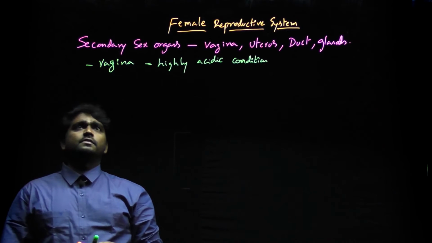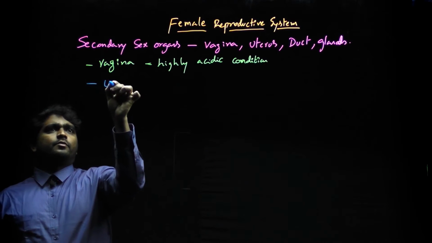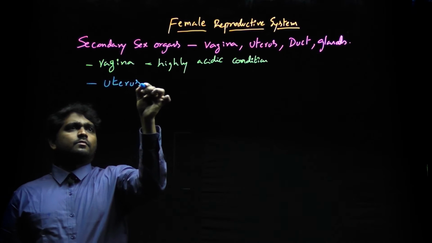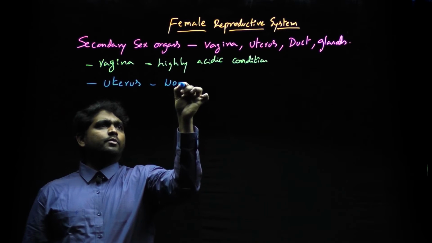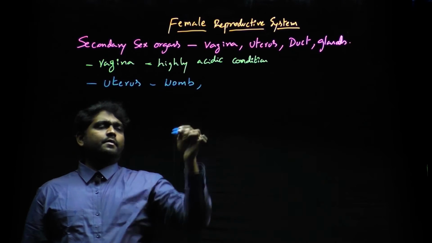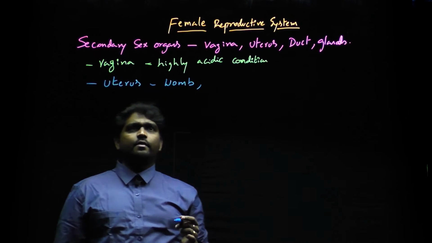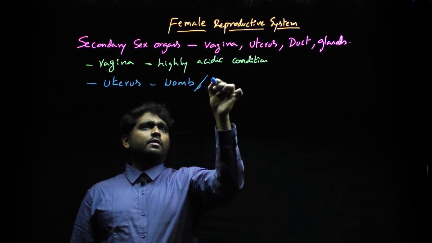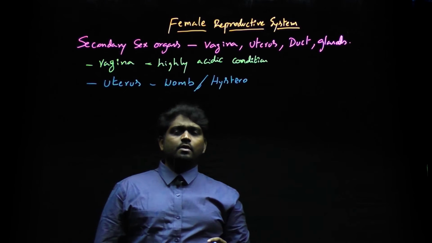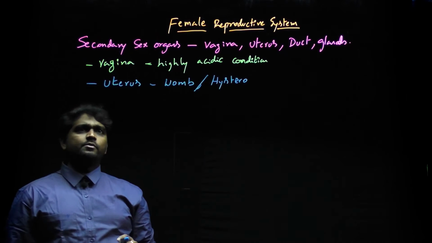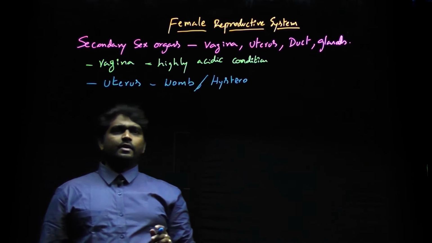The next part is the uterus. It's a very important structure. The uterus is also called the womb because the embryo develops in this area. It is also called hystero. So these are the two important names for the uterus.